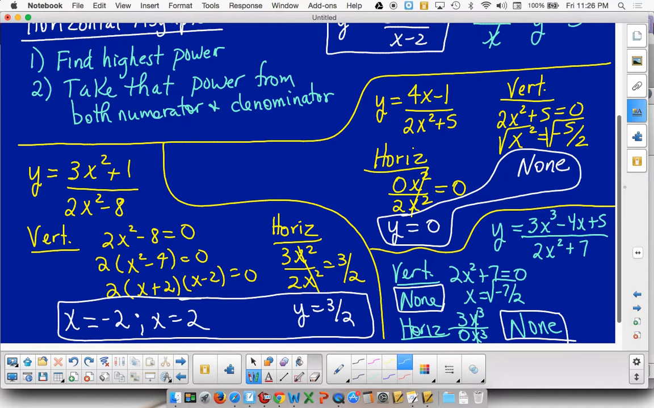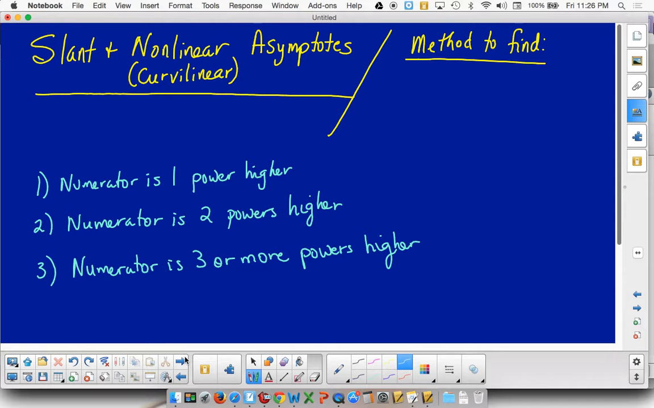But you're going, what else could there be? The burning question appears. So I mentioned earlier at the beginning that there can be what we call slant asymptotes, which are basically diagonal line asymptotes, or nonlinear. This book calls them nonlinear. I'm used to calling them curvilinear in my calc book, but they can be curved asymptotes. You can have a parabola asymptote, a Scrabble asymptote, believe it or not. It's not very common, but it can be done.